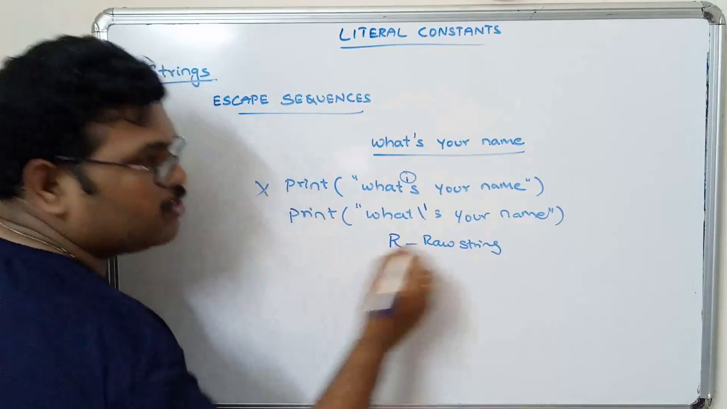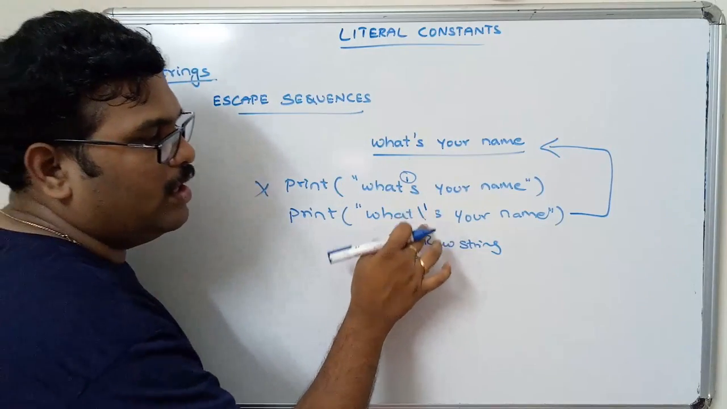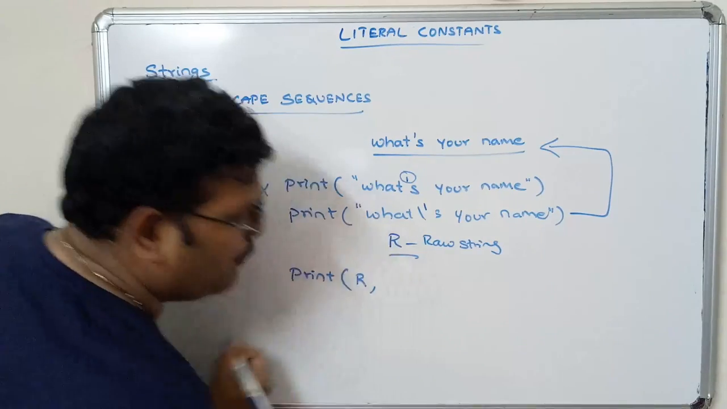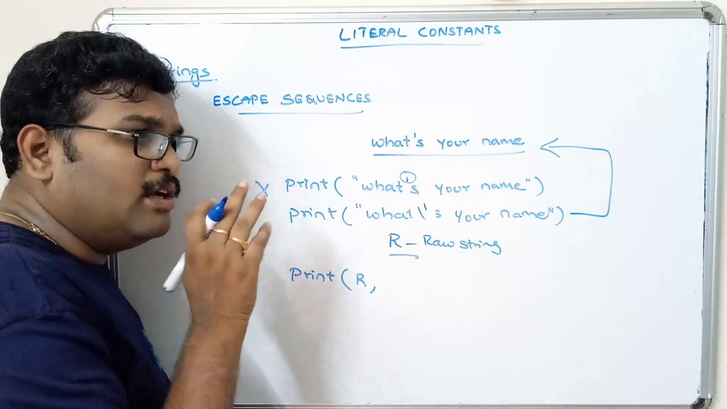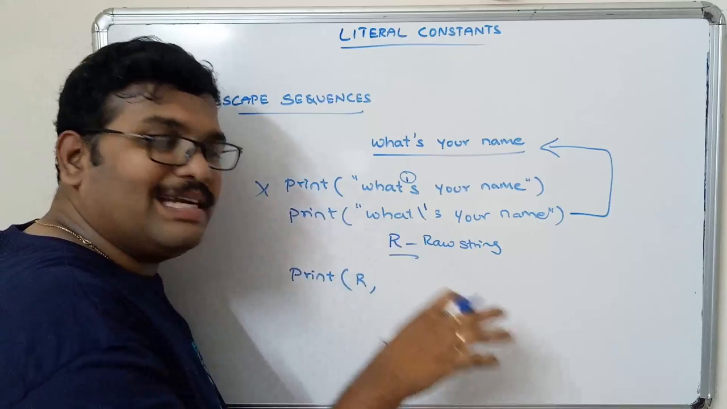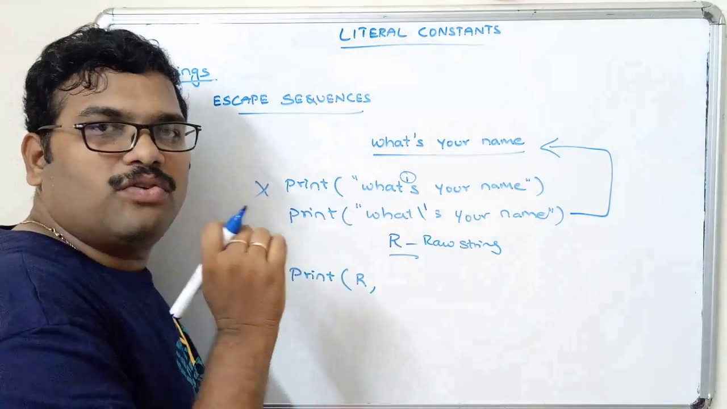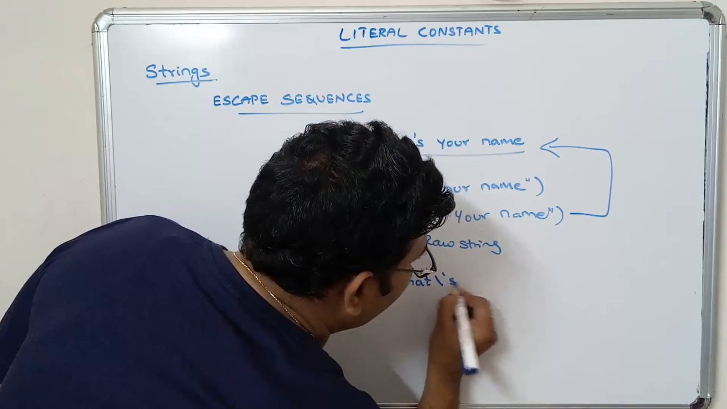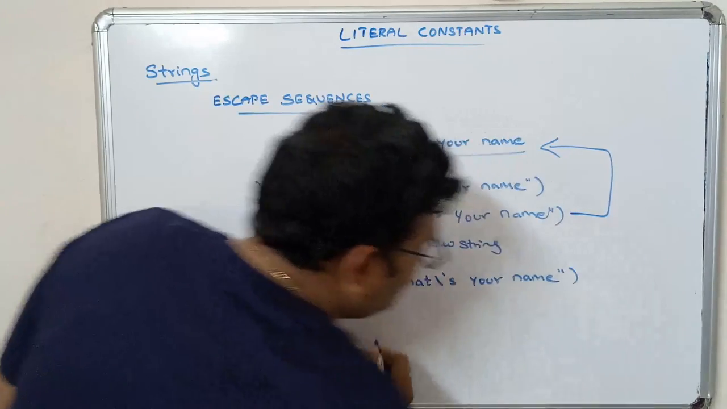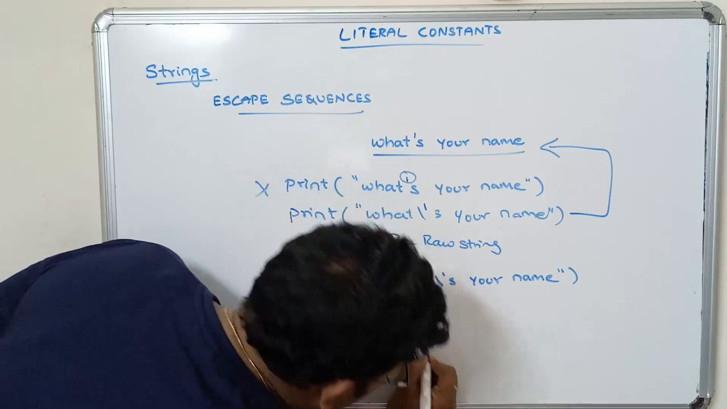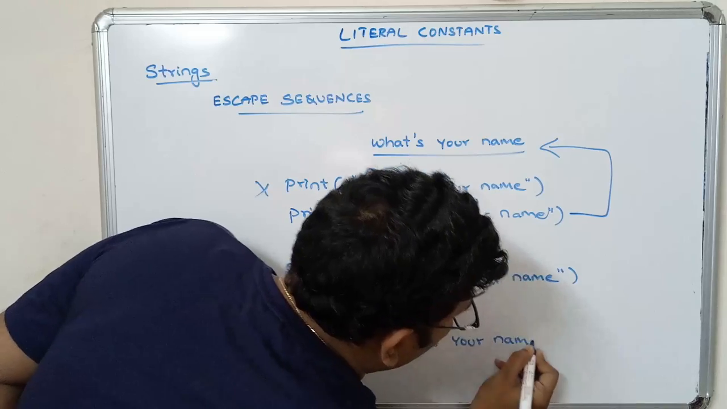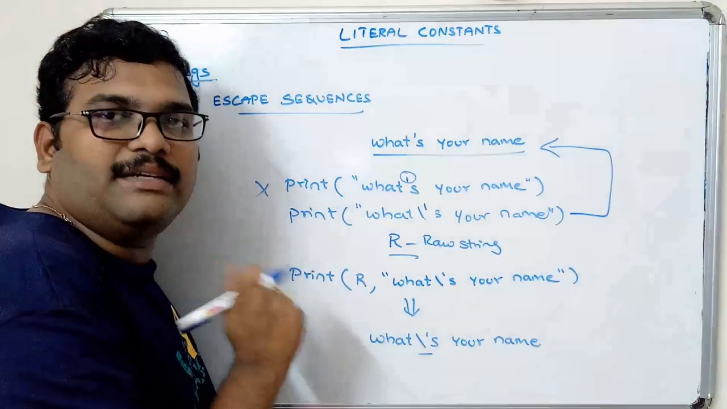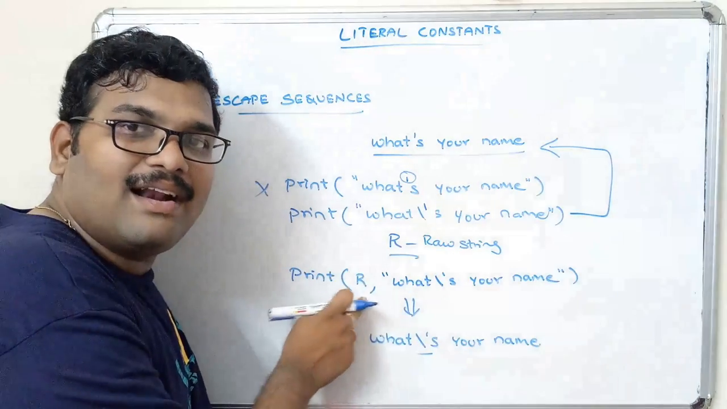For example, with the same statement, the output is printed as this one, because to print the single quote we write backslash single quote. If I modify the same print with R, that means raw string, then the programmer is insisting the interpreter to consider the complete text as a raw string, so escape sequences are not allowed. Here, if you write the same what backslash single quote s your name, the output will be the same: what backslash single quote s your name. The interpreter will not consider this an escape sequence, because the programmer is insisting it print the raw string. So for a raw string we have to place R at the beginning of print.